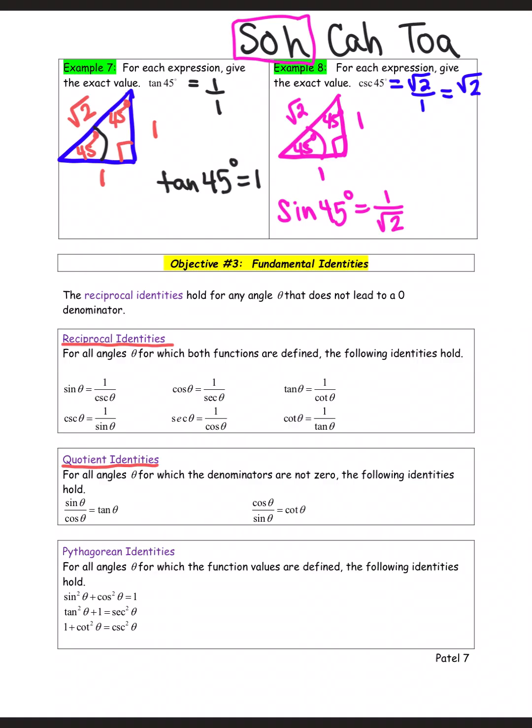Pythagorean identity: for all angles theta for which the function values are defined, the following holds: sine squared plus cosine squared equals 1. So you can always use these Pythagorean identities to come up with the other function. In other words, if you know sine, you can figure out cosine by solving. Tan squared theta plus 1 equals secant squared theta, and 1 plus cotangent squared theta equals cosecant squared theta. You do need to memorize these three identities.